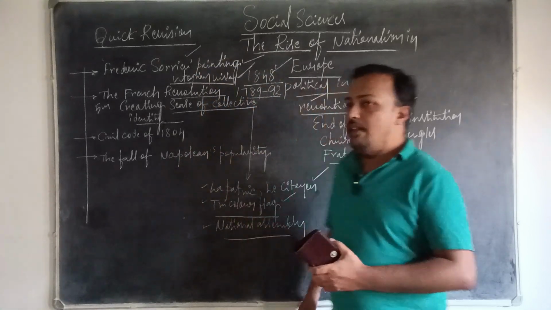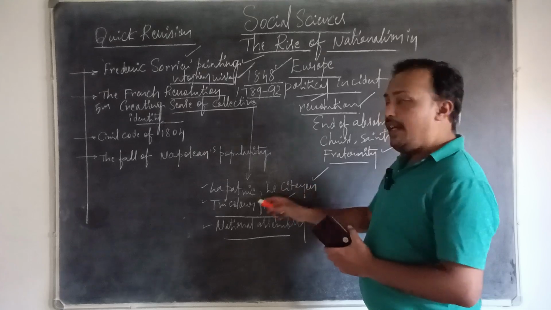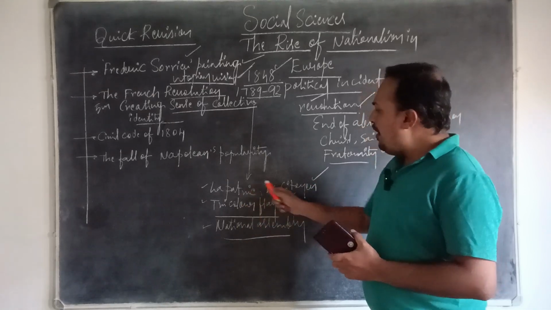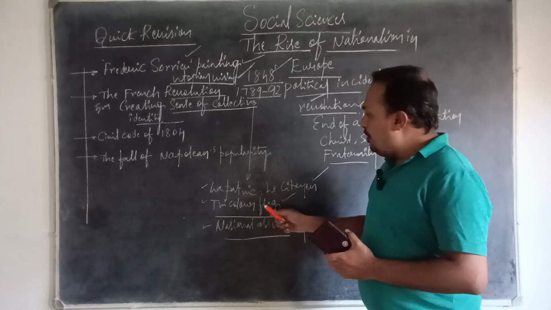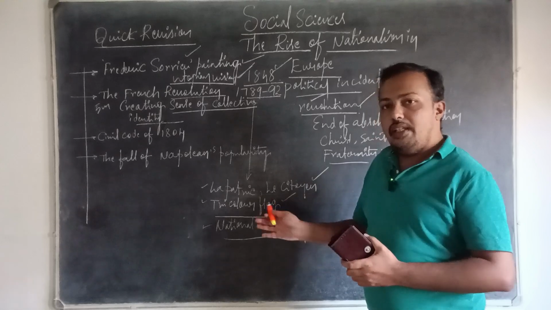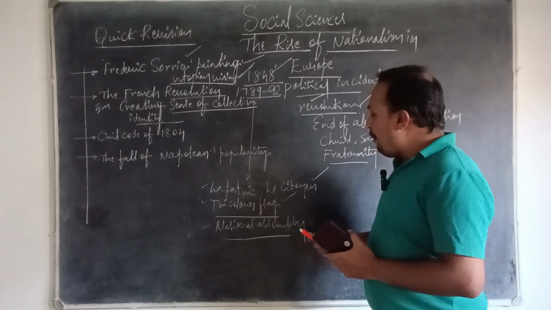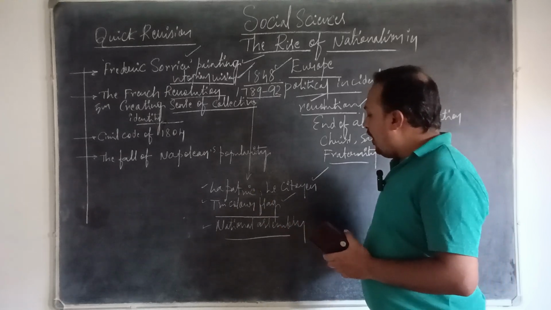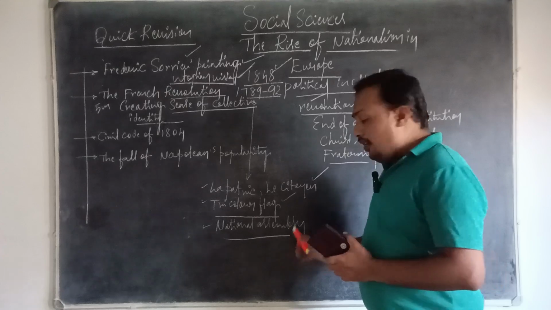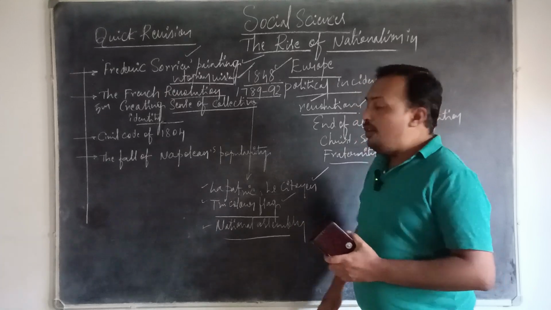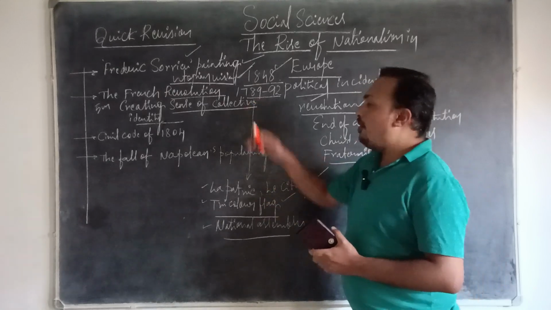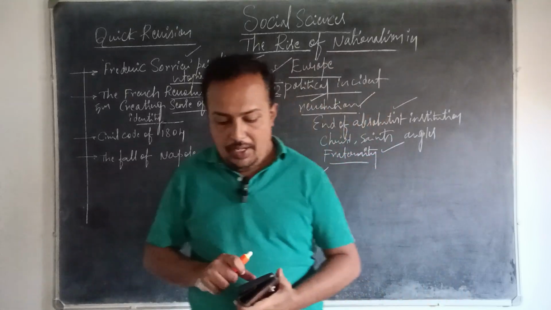So three points are already discussed. Number one, the idea of la patrie and les citoyens. Number two, the tricolor flag replaced the royal flag. And number three, the National Assembly replaced the Estates General. So these three are the key points which contributed to the sense of collective identity.